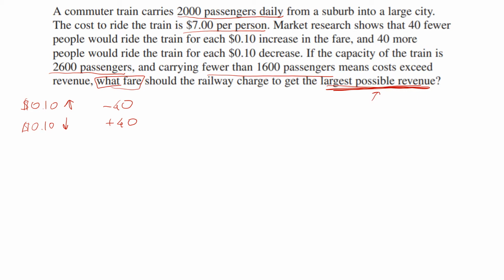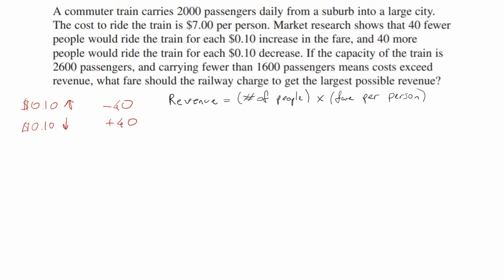Because it wants revenue, I'm going to write my function in terms of revenue and try to take the derivative from there. The first thing is I know revenue equals the number of passengers I have times the fare I charge per person. That's how I get the revenue. Now I need to figure out a function for each of these so that I actually have a function for revenue, because they don't give us anything.